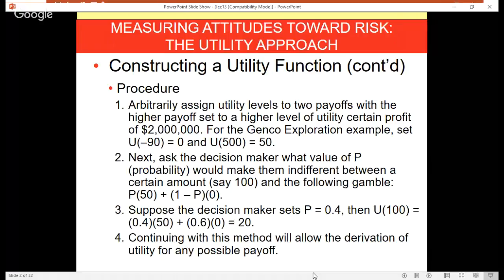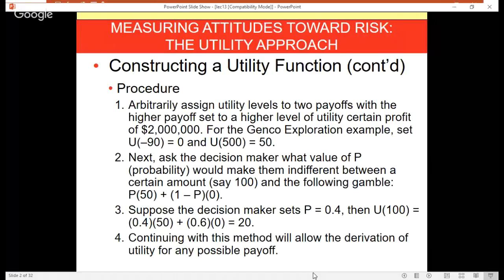So I'm going to say that the utility for losing 90,000, if I drill, gives me zero utility. I could have said negative, but zero is a good starting point. And I'm going to assume that if it produces 30,000 barrels and I make 500,000, my utility is 50. So measuring those two, I ask the decision maker what probability would make them indifferent between a certain amount, say 100, and the following gamble: P times my utility of 50 plus 1 minus P times my utility of 0.